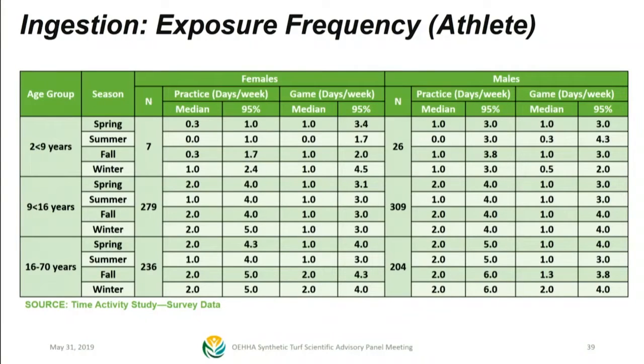So here is the exposure frequency. Differences between gender and age, data separated by season and for practice versus game. Players tend to spend 1 to 2 hours per week each for practices and games, while higher estimates range from 2 to 6. And again, the exposure frequencies for coaches, referees, and adult bystanders will be the same as those previously presented in the inhalation pathway.